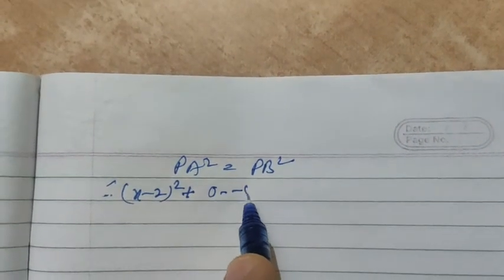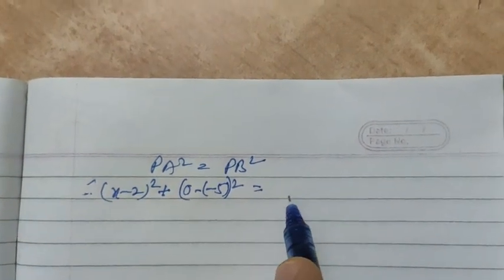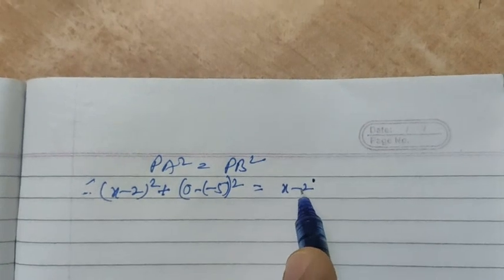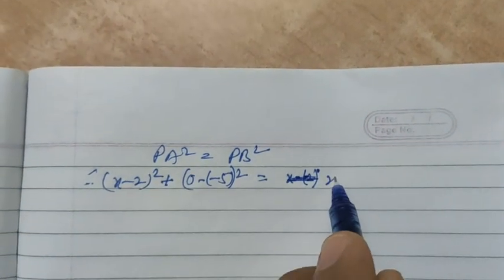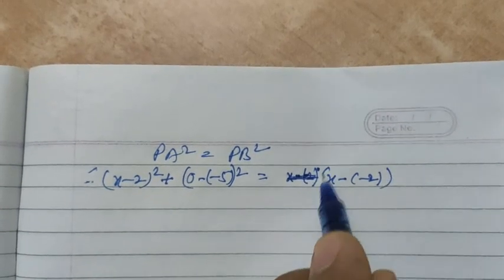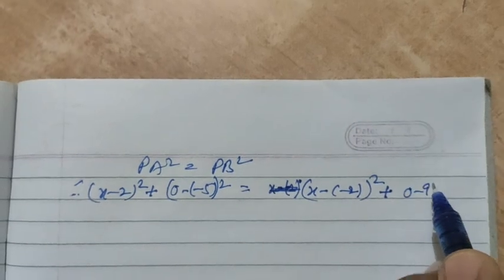equals PB square. We have (x minus (-2)) whole square, that is (x plus 2) whole square, and plus (0 minus 9) square.